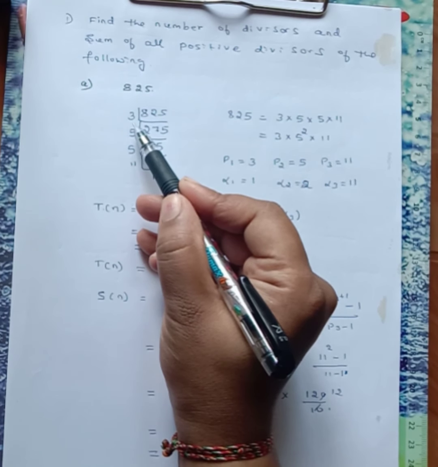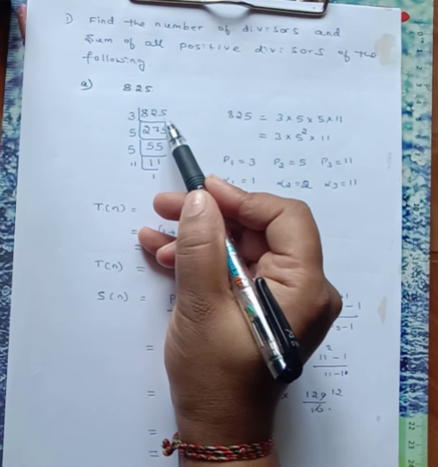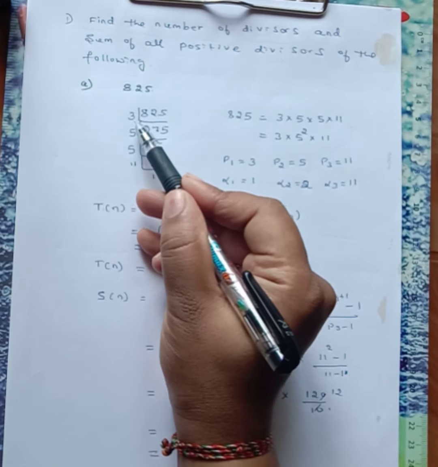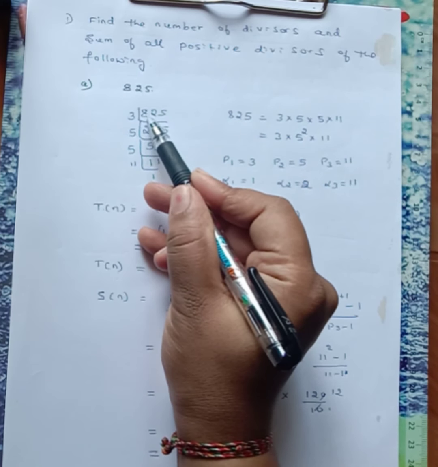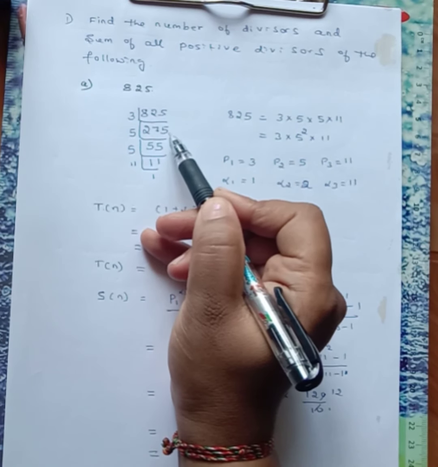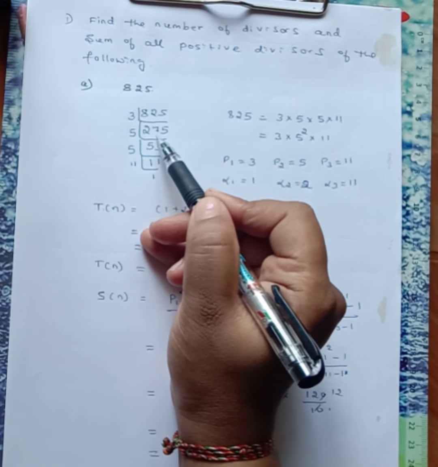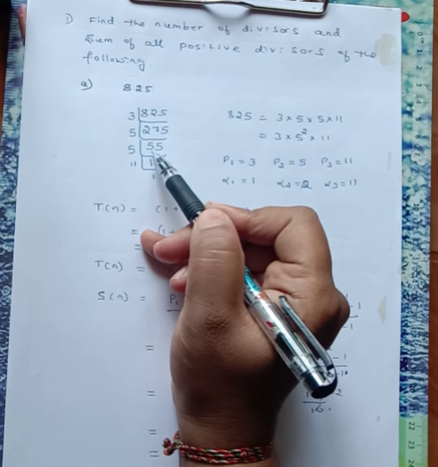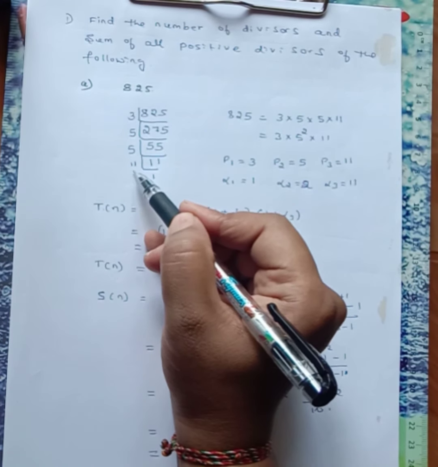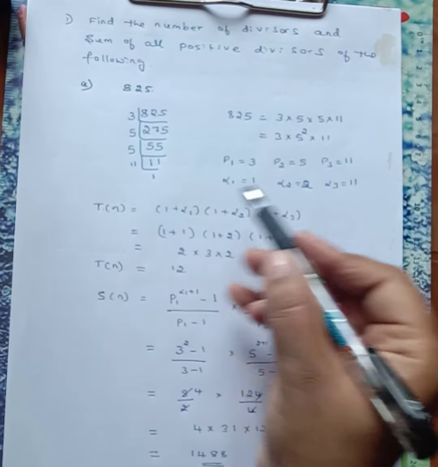We know that the first prime number is 2, and 825 is not divisible by 2, so I will divide by 3. 3 twos are 6, 2 remaining, 3 sevens are 21, 3 fives are 15, giving 275, which we can divide by 5. 5 fives are 25, 5 fives are 25, giving 55, which is also divisible by 5, 5 elevens are 55. And 11 is divisible by 11 only, 11 ones are 11.